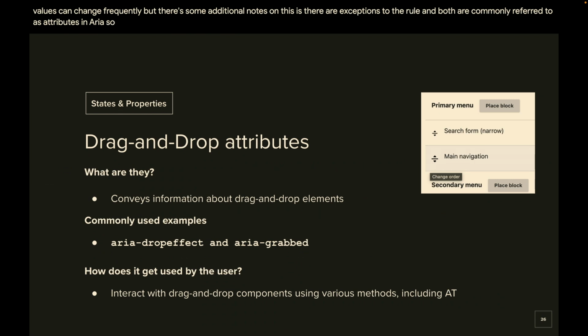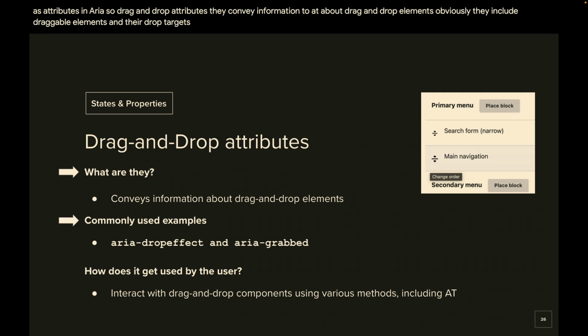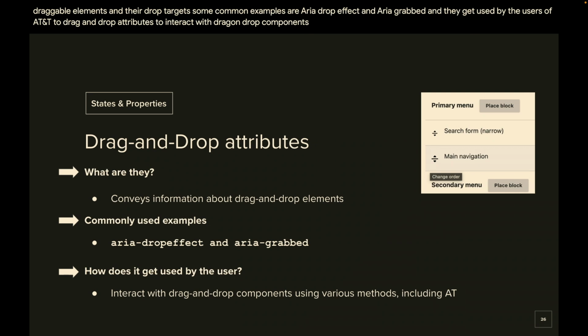So drag and drop attributes, they convey information to AT about drag and drop elements. Obviously, they include draggable elements and their drop targets. Some common examples are ARIA drop effect and ARIA grabbed. And they get used by the users of AT to interact with drag and drop components. And they use various methods regardless of their disability.